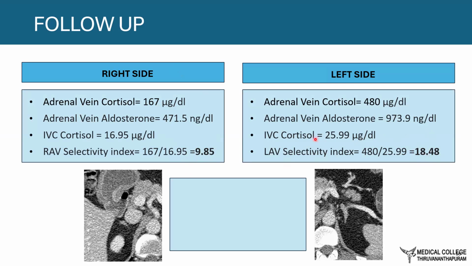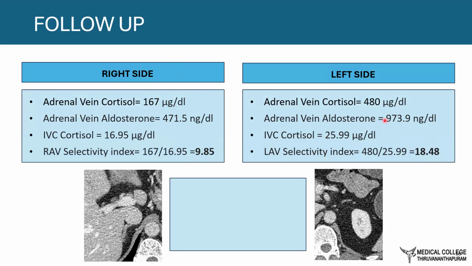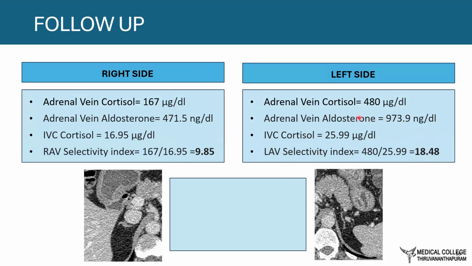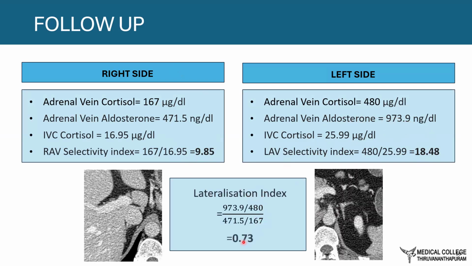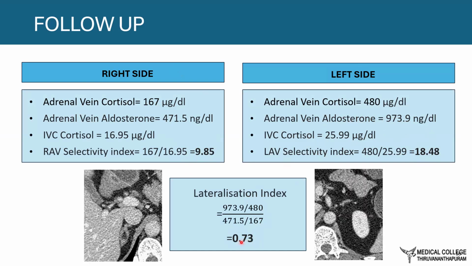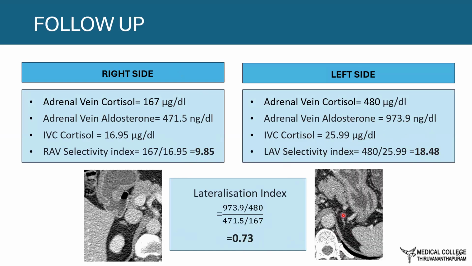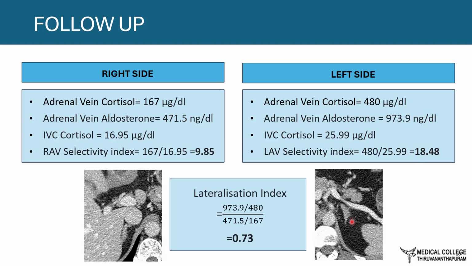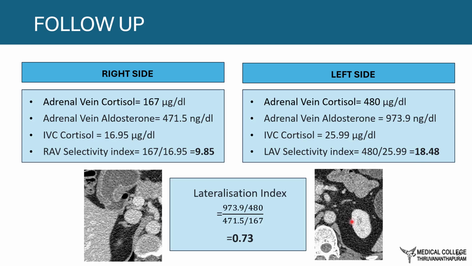Now, this we come to know on the same day. The aldosterone values actually come about 7 to 10 days later. And the values are correlated to the lateralization index, which in this particular patient came to around 0.73. That means both the adrenal glands are secreting, though on CT you are seeing a thickening in the left adrenal gland, which means that this patient is not going to respond to surgery and should be continued on medical management.